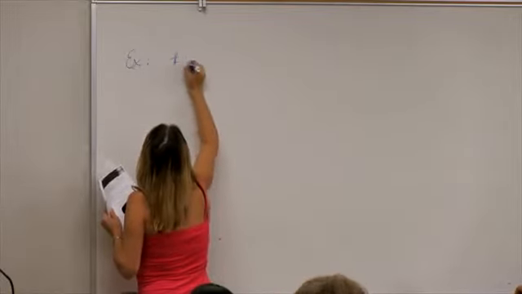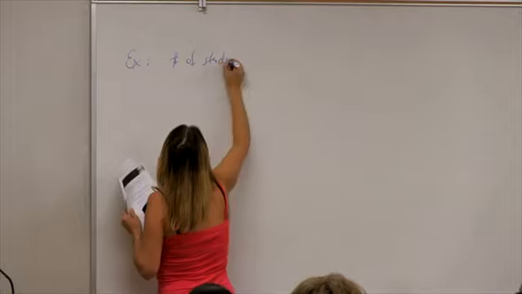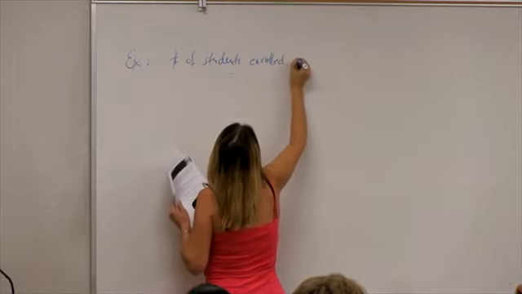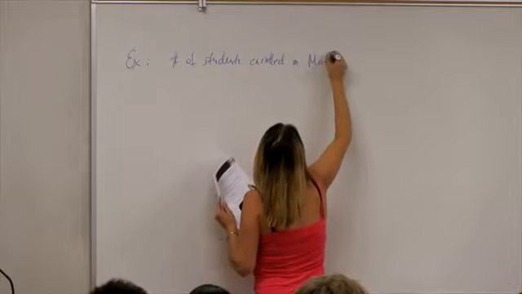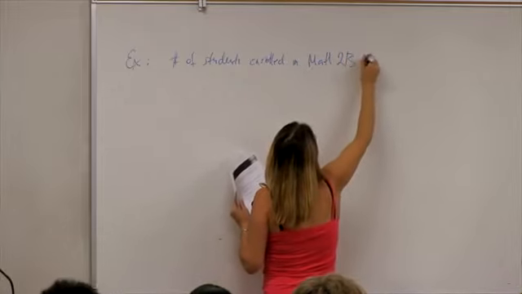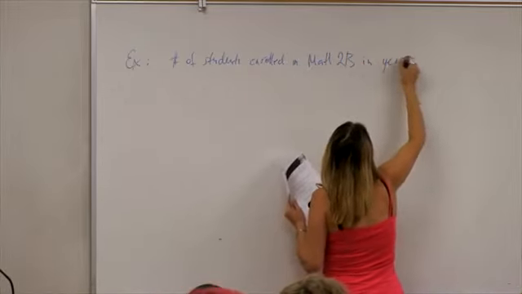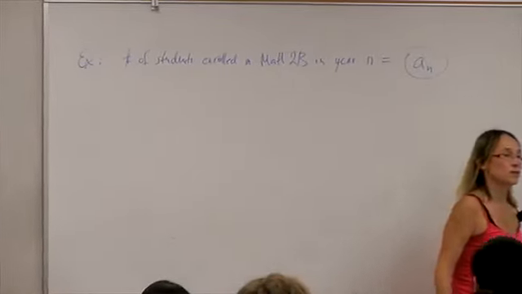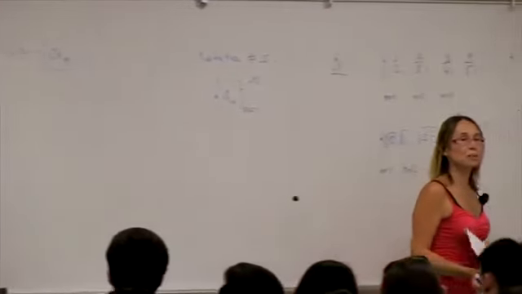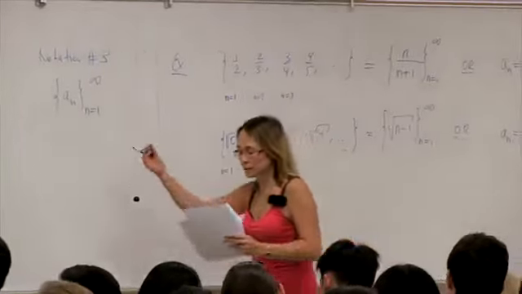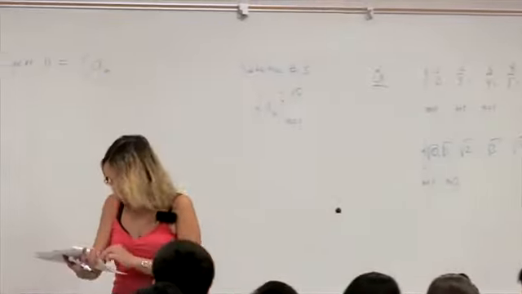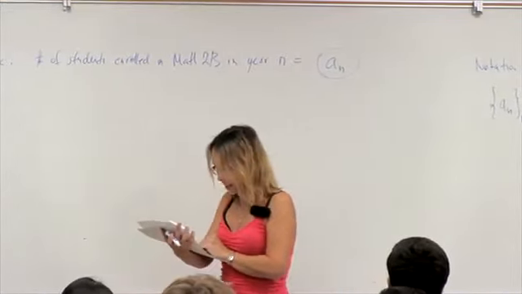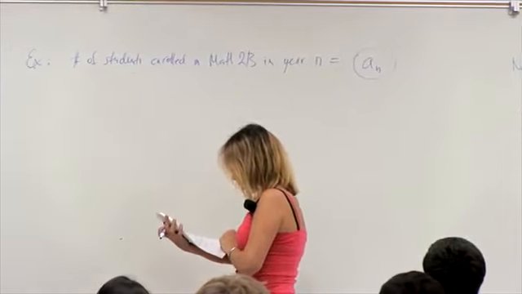The number of students enrolled in math 2B in year n is given by an. So this is a sequence whose numbers are unpredictable. We don't have a formula for this. But nonetheless, we have a sequence associated with this.